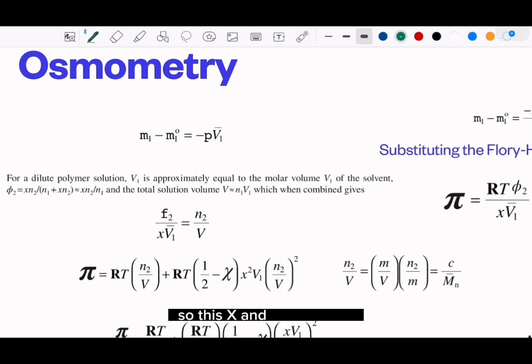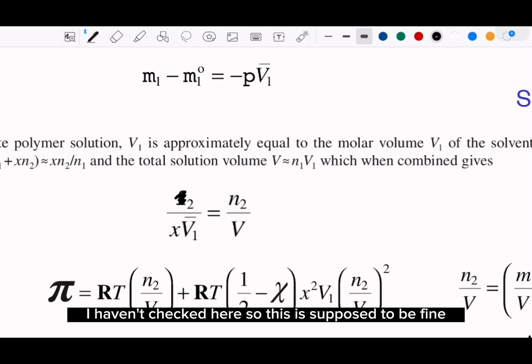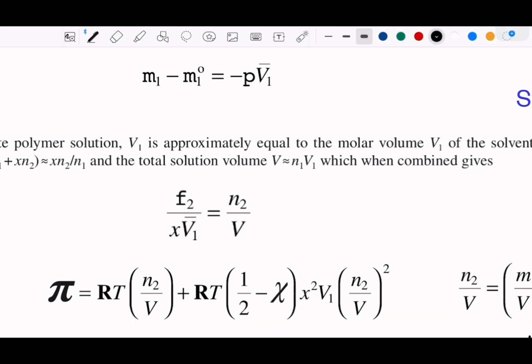So just x n2 over n1. And then we could take this and make it into this. Oh, this f is actually 5, sorry. I haven't checked here, so this is supposed to be 5. Let me write here.